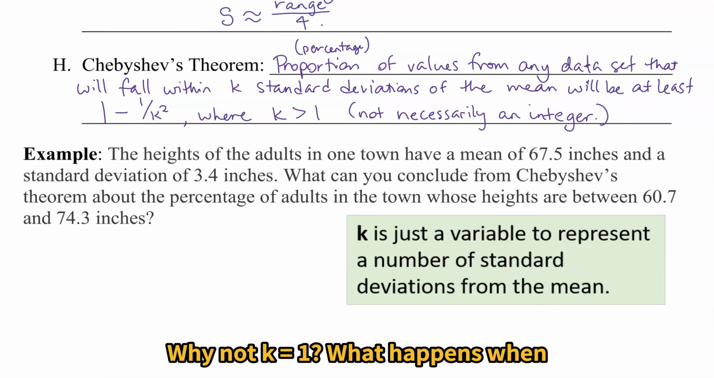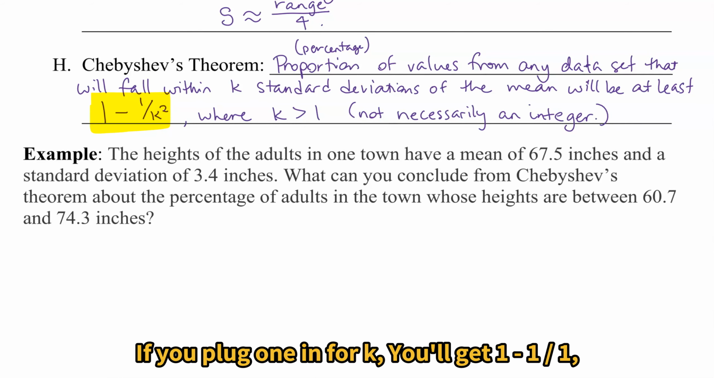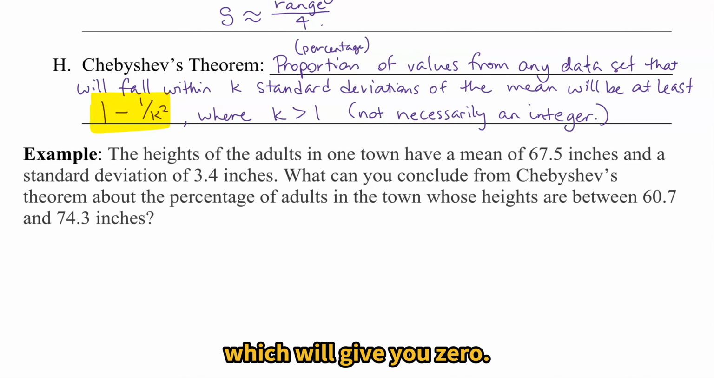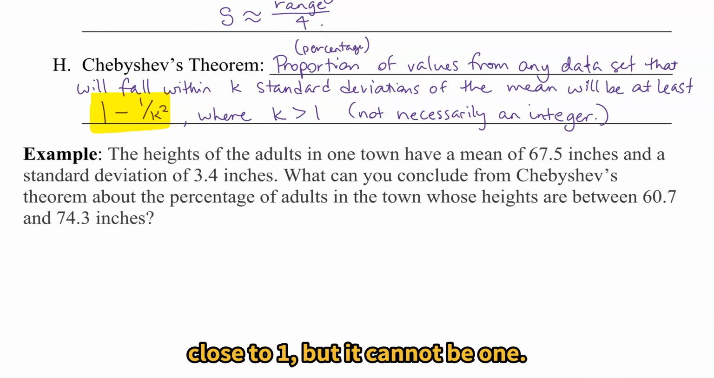Why not k equals 1? What happens when you plug 1 in for k in this formula? If you plug 1 in for k, you'll get 1 minus 1 over 1, which will give you 0. So the formula doesn't work unless k is bigger than 1. K could be 1.1 or 1.4 or something small, close to 1, but it cannot be 1.